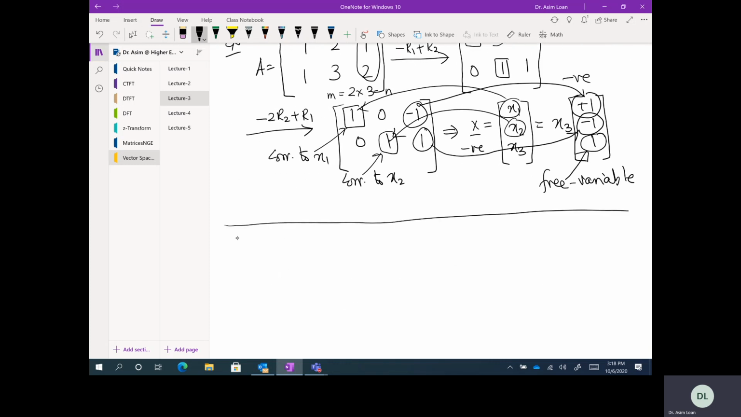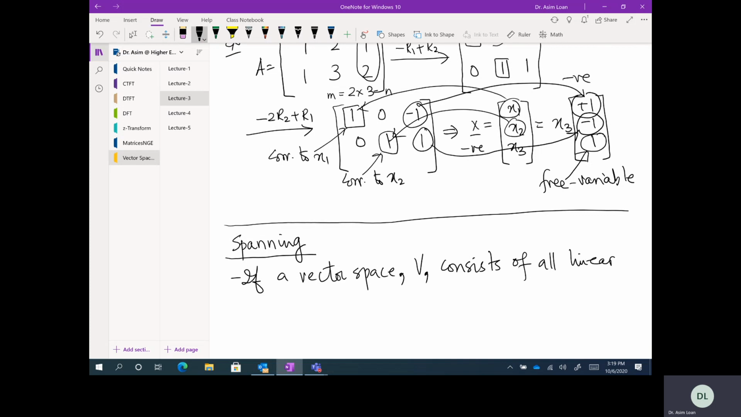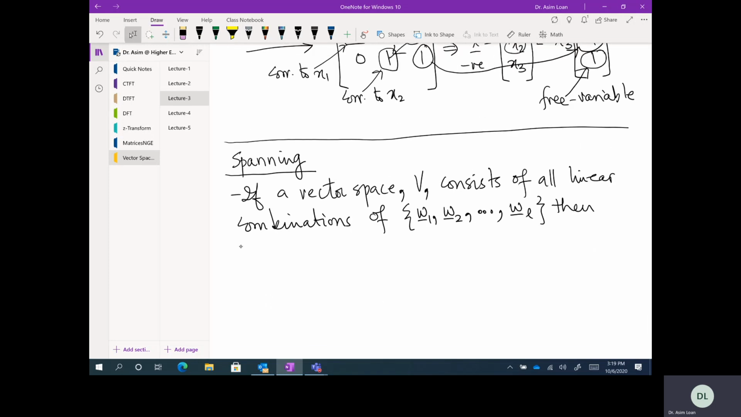So what do we understand by spanning? If a vector space V consists of all linear combinations of this set W1, W2, ..., WL, then this set of vectors spans the space.